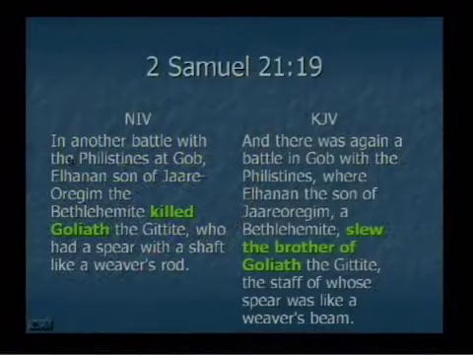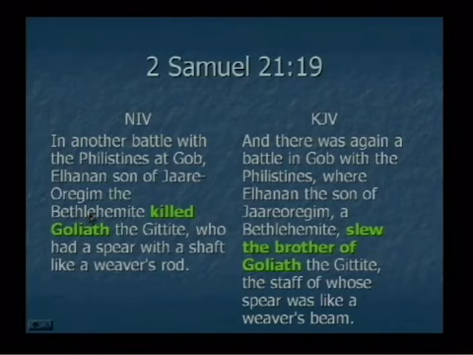So, NIV, 2 Samuel 21:19. In another battle with the Philistines at Gob, Elhanan, son of Jaare-Oregim, the Bethlehemite, killed Goliath, the Gittite, who had a spear with a shaft like a weaver's rod. Oops, who killed him?